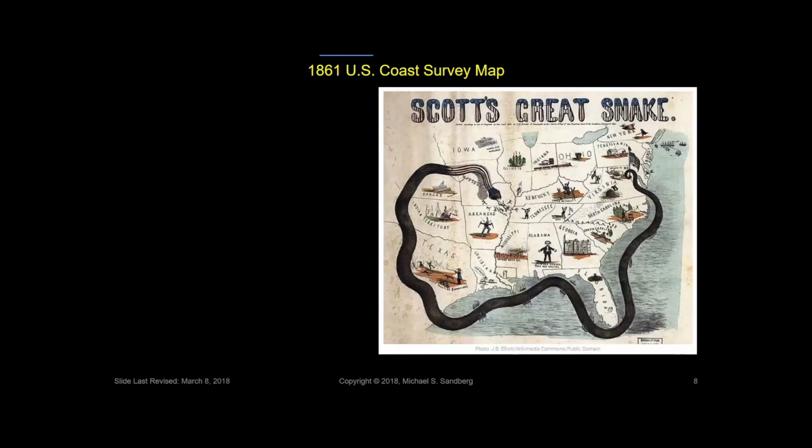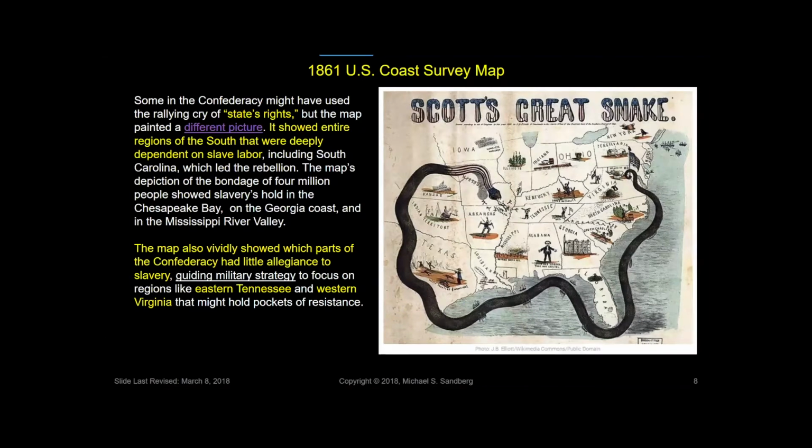So here is what was more of a political cartoon at the time. It talked about the great snake of slavery that is surrounding the South. And a lot of the Confederate states used the rallying cry or the justification of states' rights to say they had the right to have slaves. And as we talked about in the previous slide, the South was very heavily dependent on slave labor. And this included South Carolina, which led the rebellion and first seceded from the Union.